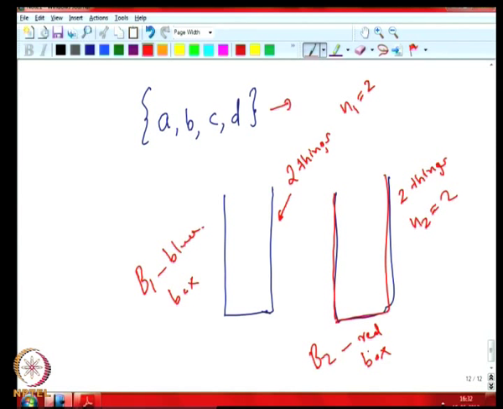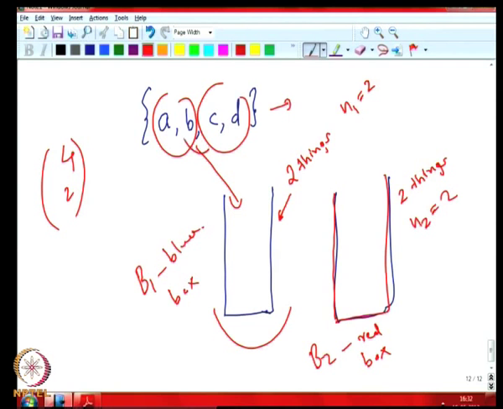Now, you just have to decide what we should put here, right. The other 2 will go automatically there, and we know that this can be done in 4 choose 2 ways. So, AB can be put here, or CD can be put here, or BC can be put here, or AD can be put here. There are 6 ways to put it, so 4 choose 2 ways. Out of 4 things, you just have to select 2 and the remaining will go there in the red.